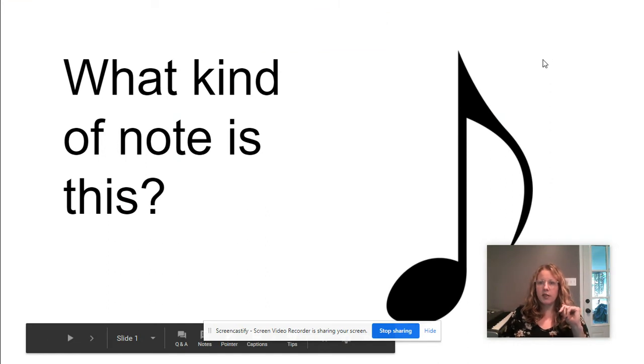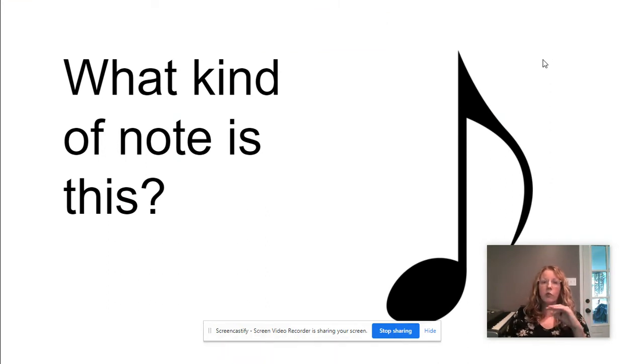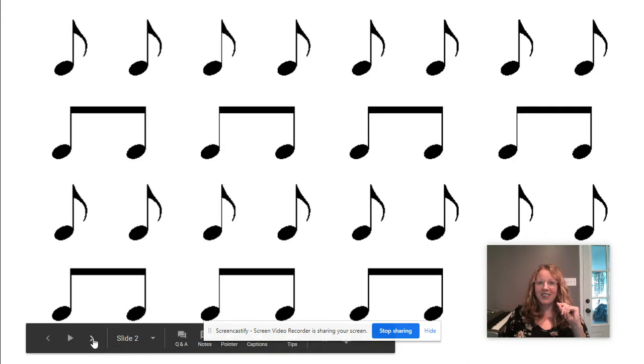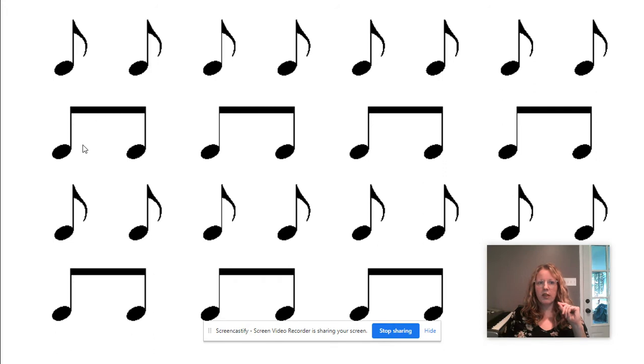What kind of note is this? And I want you to either say it out loud or write it down. Don't just think it. If you said eighth note, you would be correct. So an eighth note looks like that when it's alone, or it looks like this.